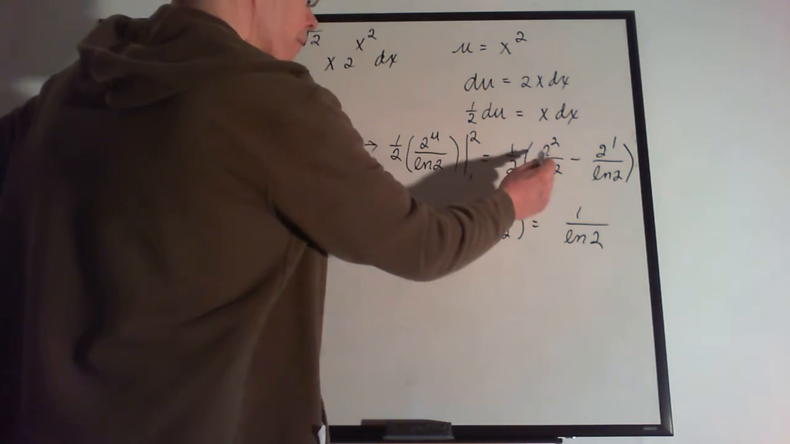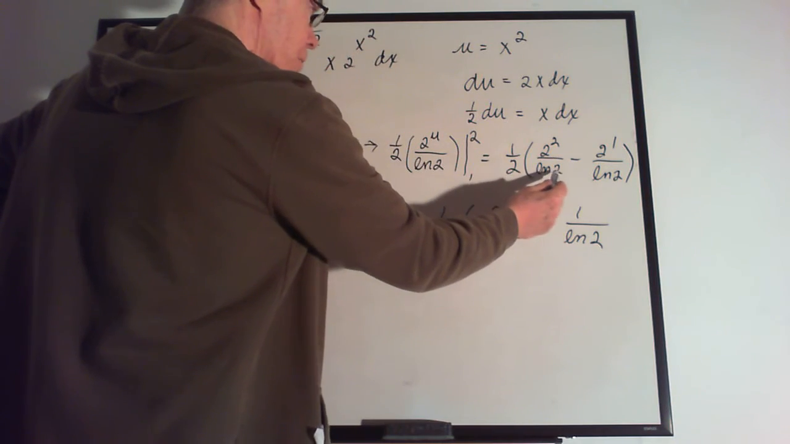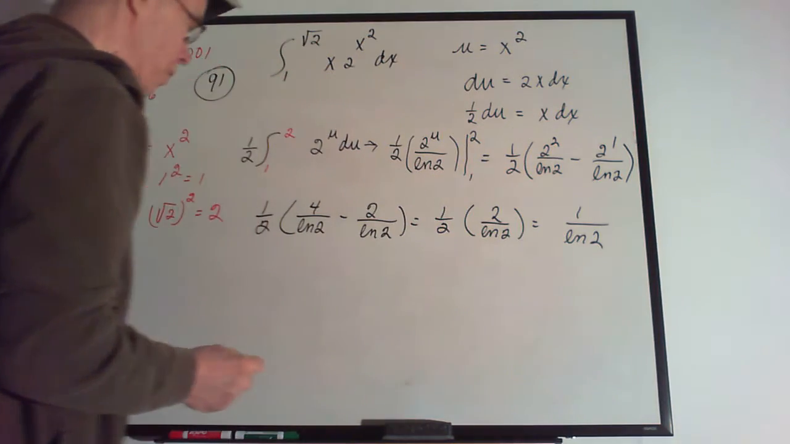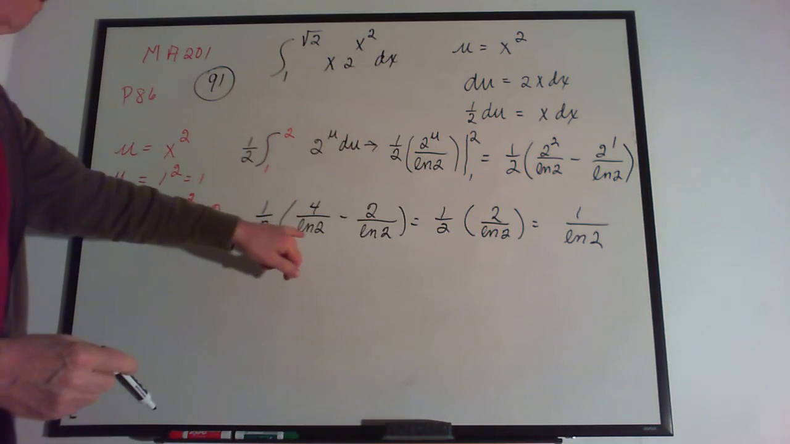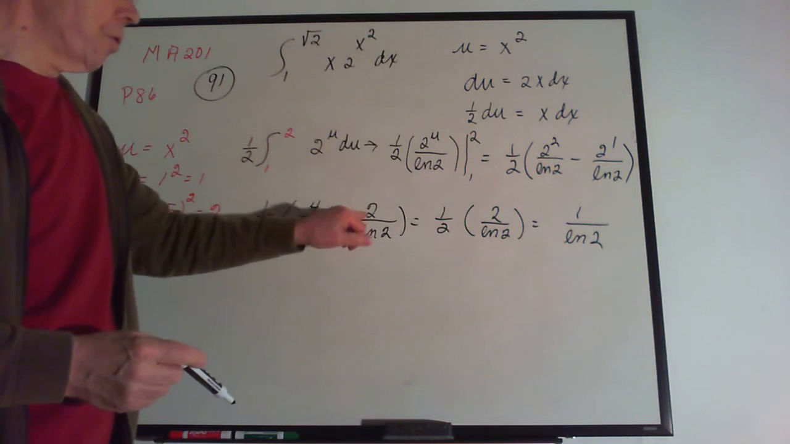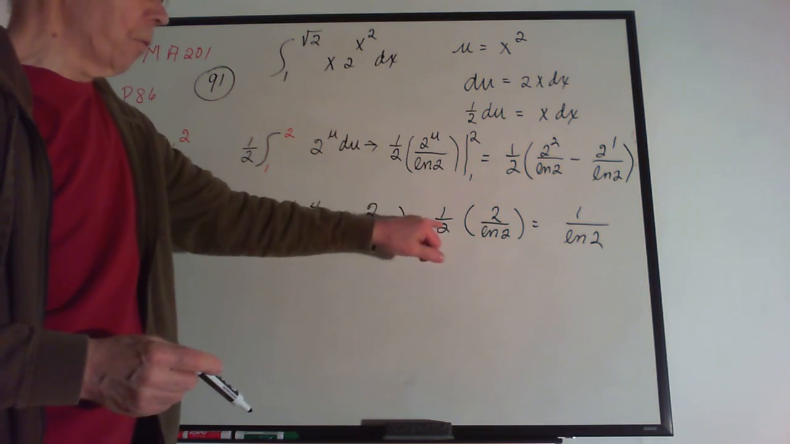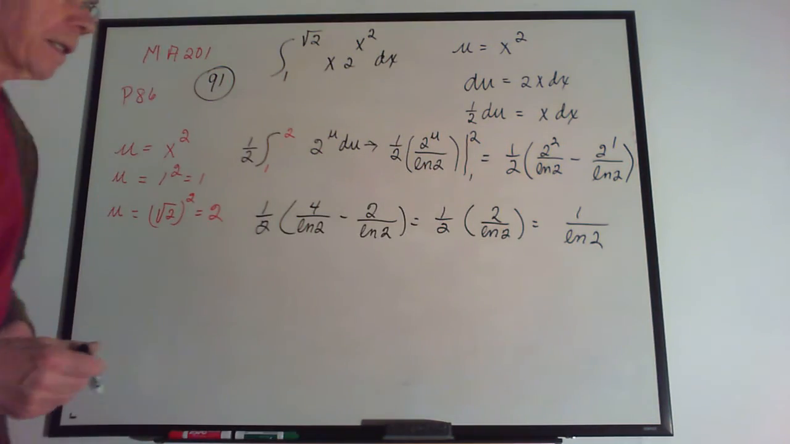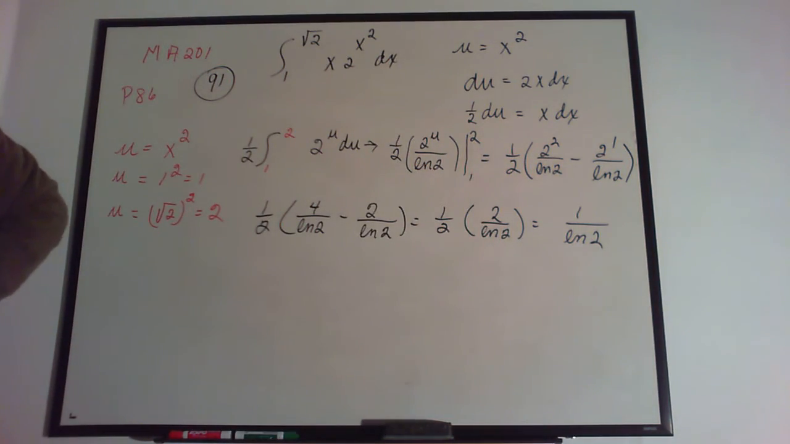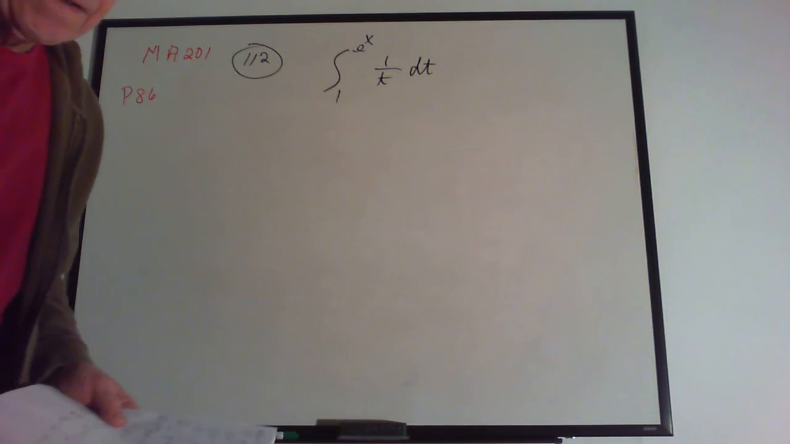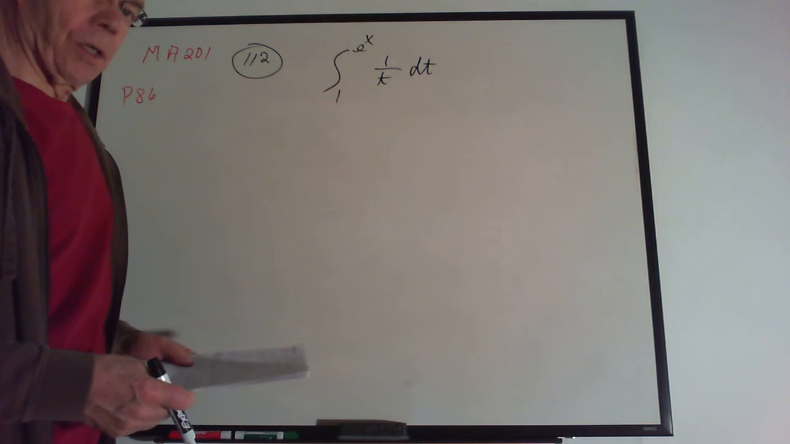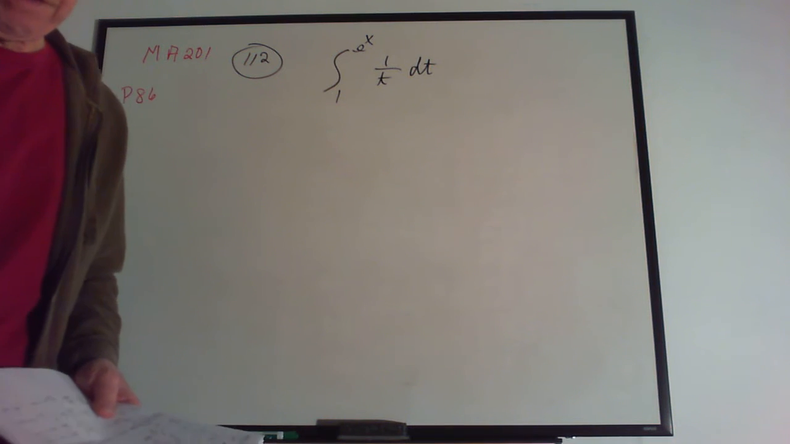That's 1/2, 2 squared over natural log of 2, minus 2 to the 1 over natural log of 2. It's 1/2, 4 over natural log of 2 minus 2 over natural log of 2, equals 1/2 times 2 over natural log of 2, which gives me 1 over natural log of 2. Try integrating number 112. Pause the video, see how you do with it.